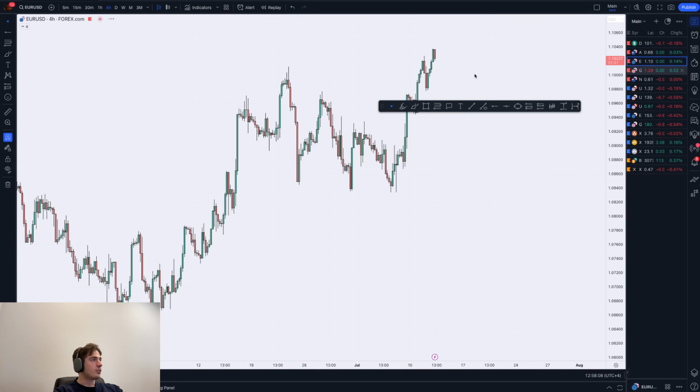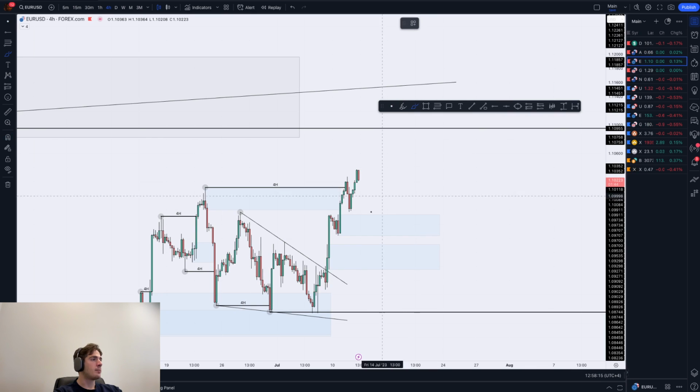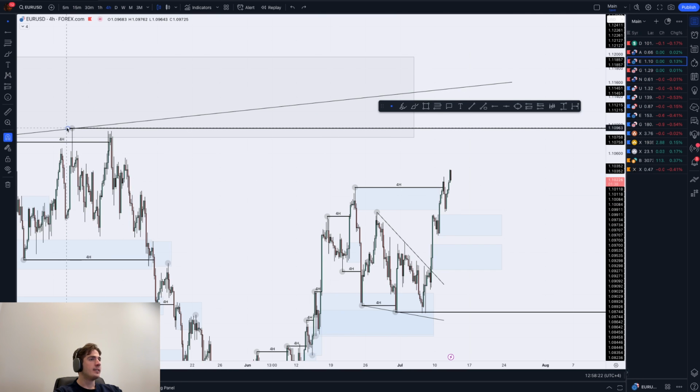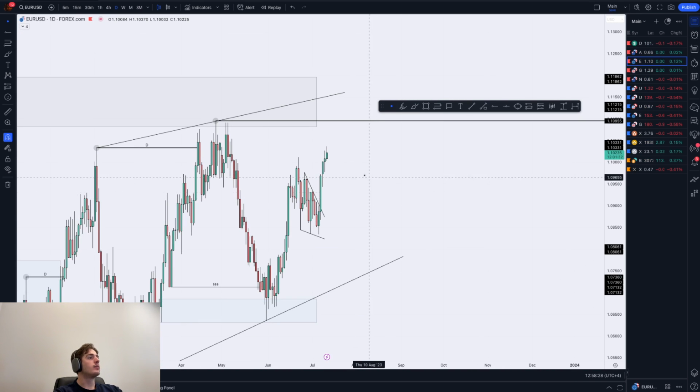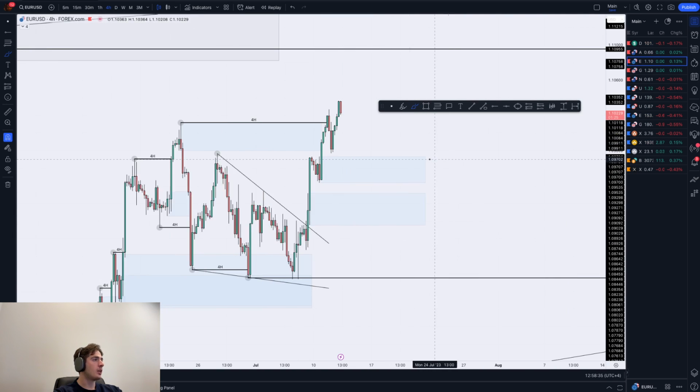Now euro dollar, of course, saw a break of structure here on the 4-hour. I would not classify this as a pullback for now. Of course, highest probability longs are either from this area of demand or this area of demand, and then preferably see a push up higher to take out that daily swing high over here at 1.10955. So I am expecting further upside from euro dollar. For now, just waiting for the market to pull back slightly more.